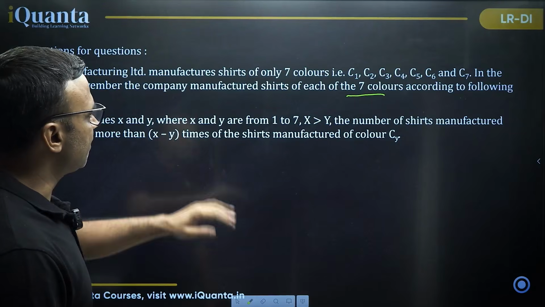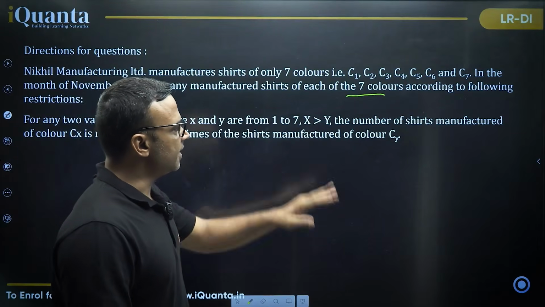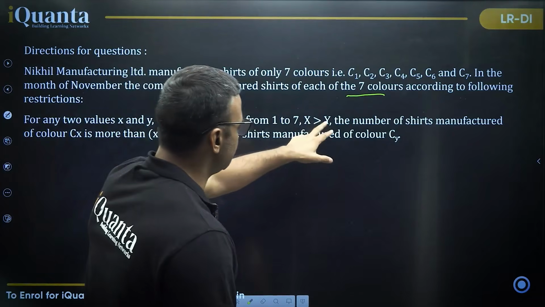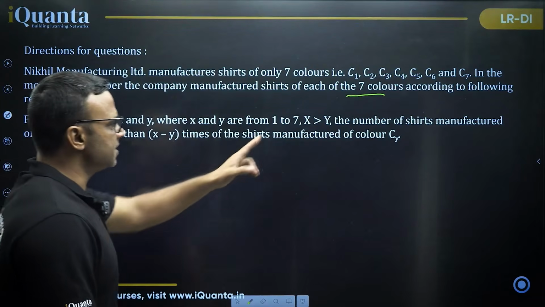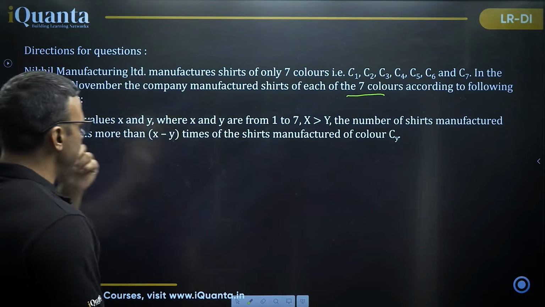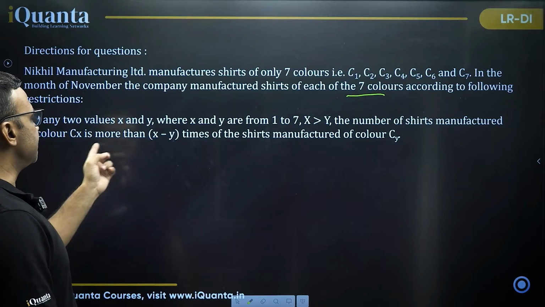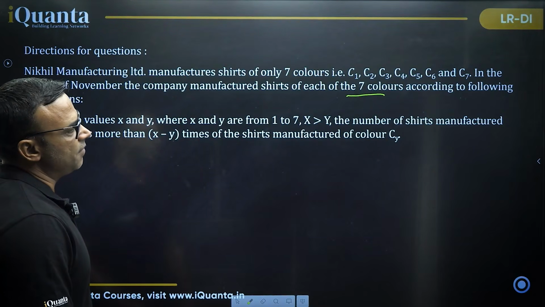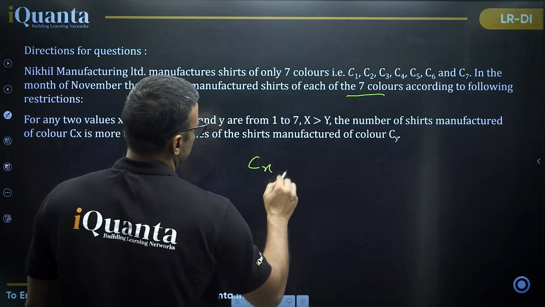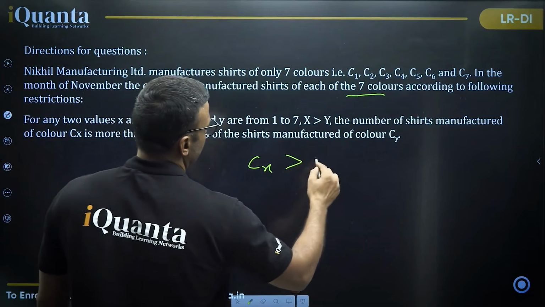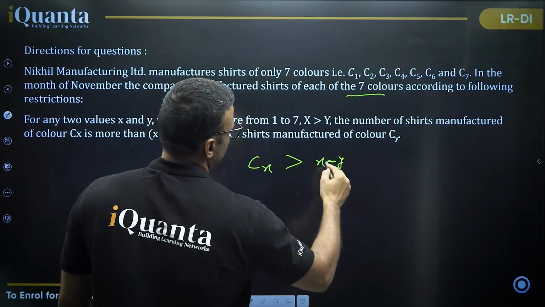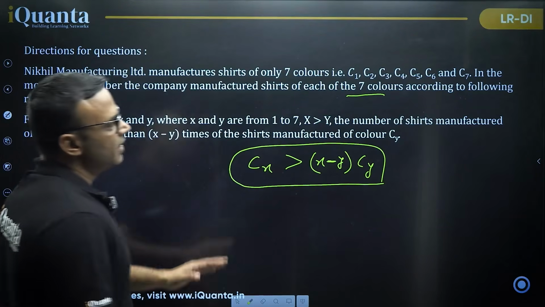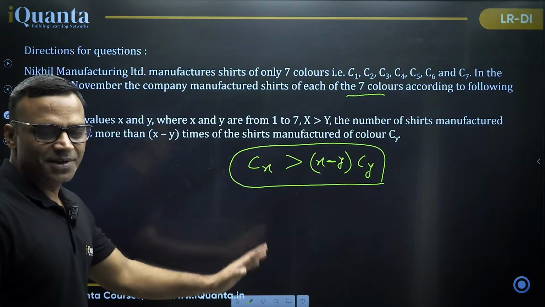x and y are from 1 to 7, x is greater than y, the number of shirts manufactured, even if you see the uppercase and lowercase, don't worry about it, it's the same x and the same y. The number of shirts of color Cx is more than x minus y times the shirts manufactured by Cy. So it says Cx is more than (x minus y) into Cy. This is the relation. Plain and simple information, nothing else.